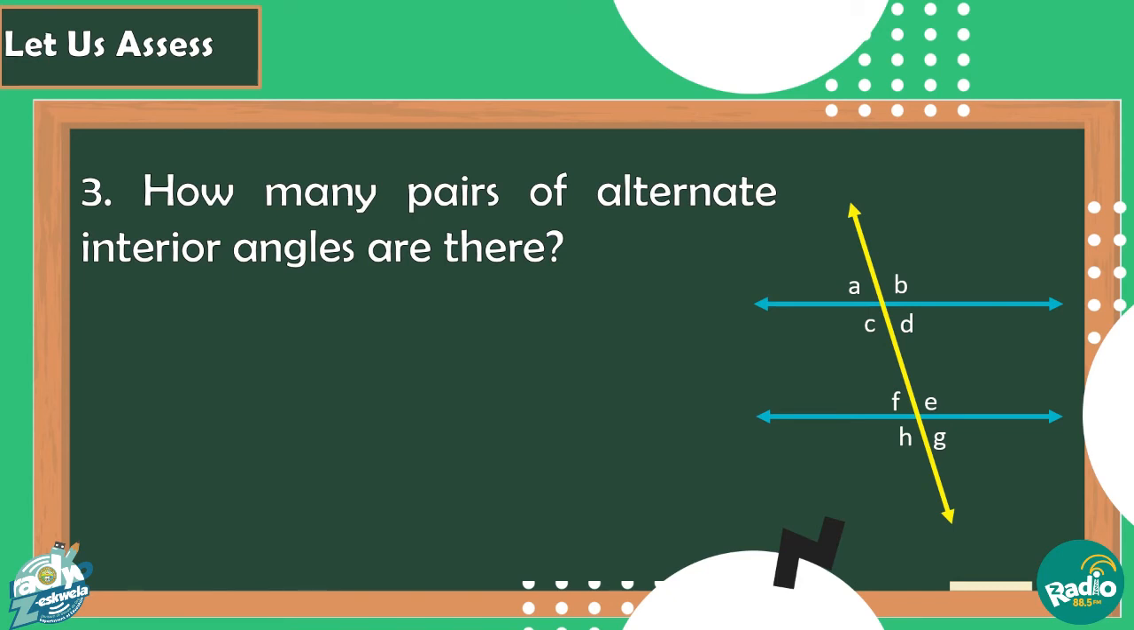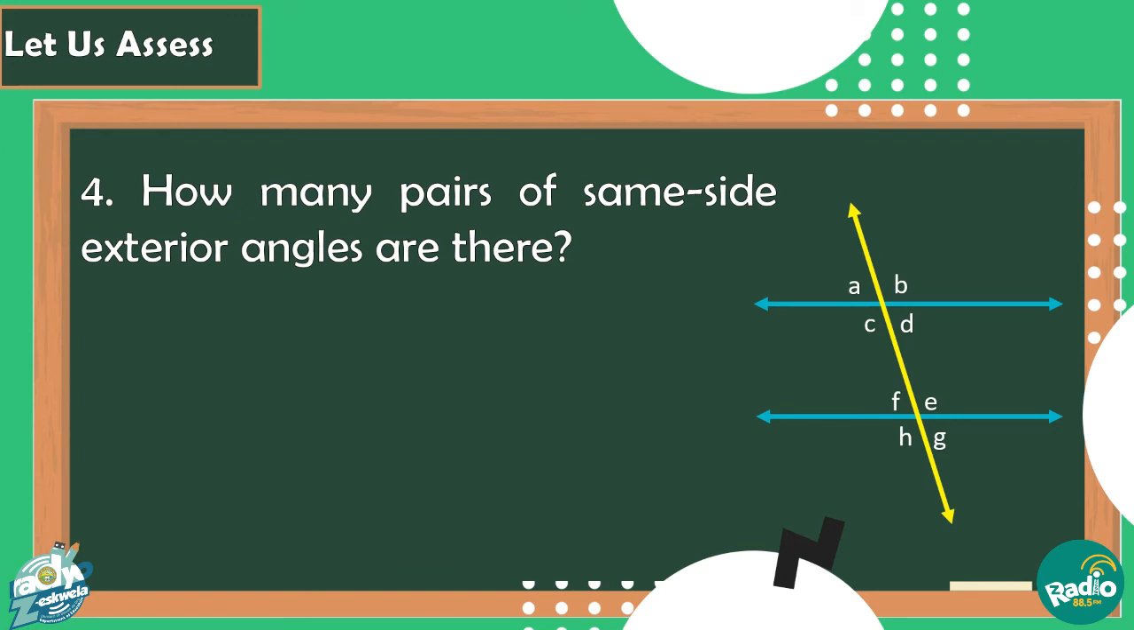Number 3. How many pairs of alternate interior angles are there? A. 8, B. 4, C. 6, D. 2? The answer is D. 2.